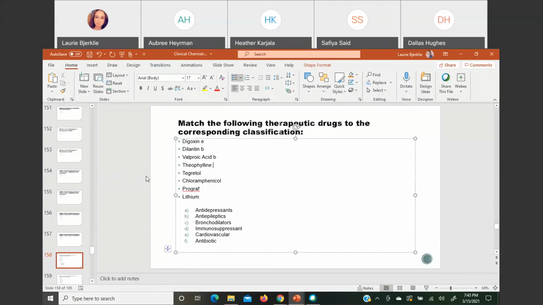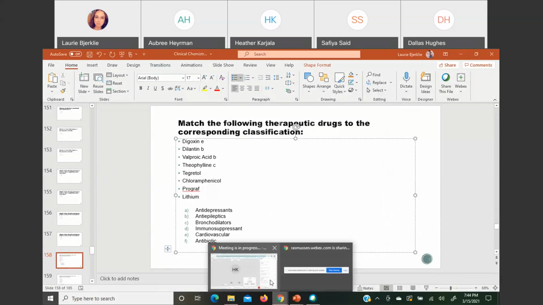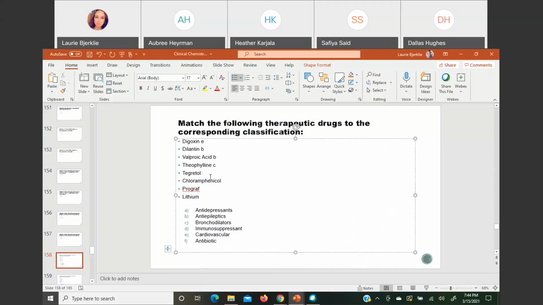Theophylline is a bronchodilator. Tegretol, the other name of it starts with a C. See, I'm totally blanking today. Carbamazepine, right? Carbamazepine is Tegretol. I remembered that. That should be an anti-epileptic. Chloramphenicol is an antibiotic. Prograf is an immunosuppressant.